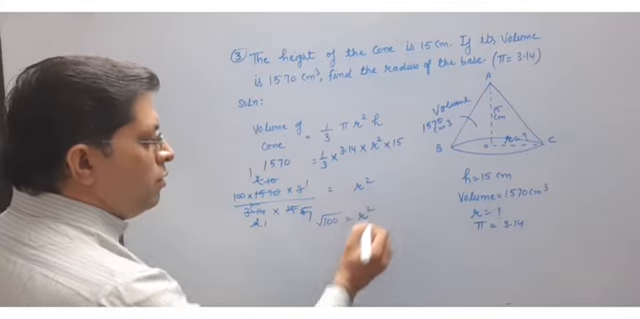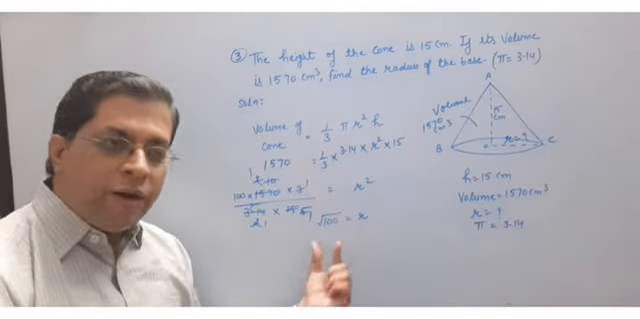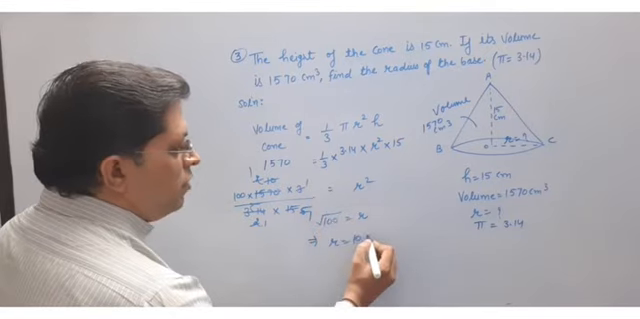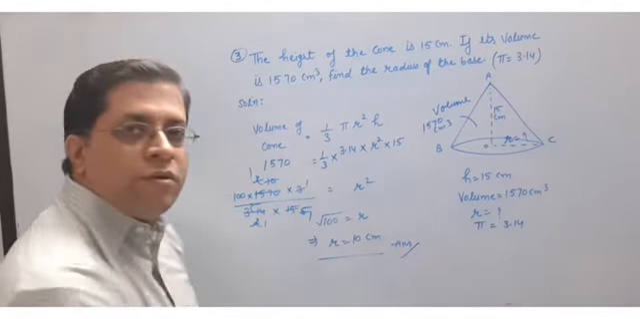R square is given to you. What will be r? r is under root of 100. Then r is equal to the square root of 100, which is 10 centimeter, and this is your answer.